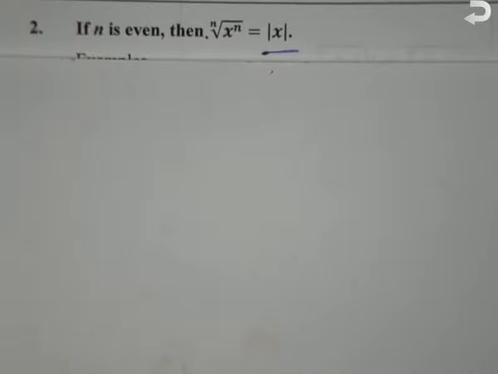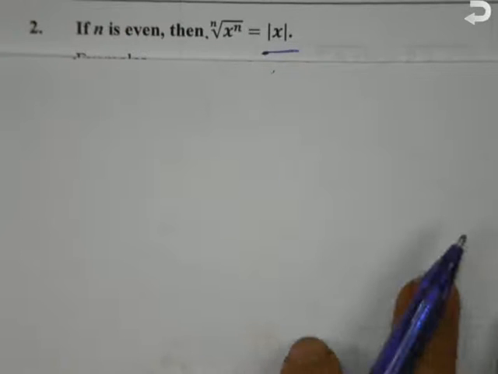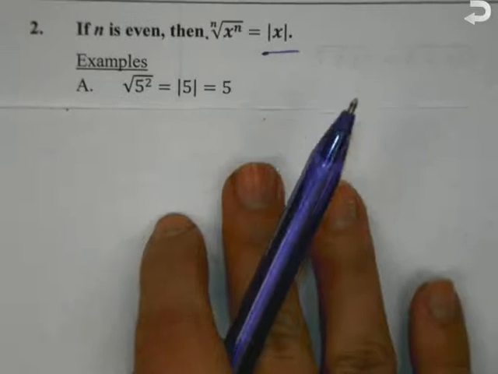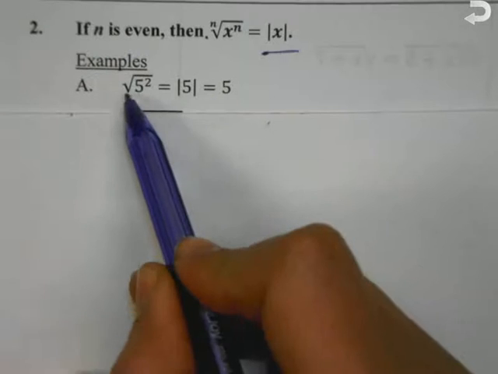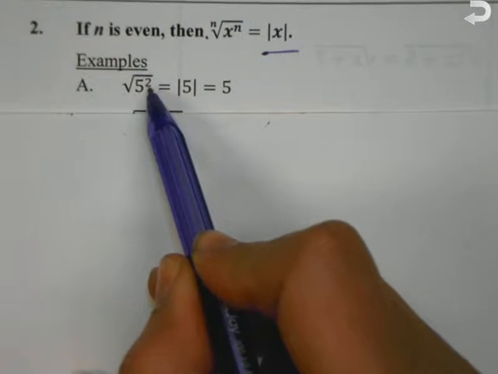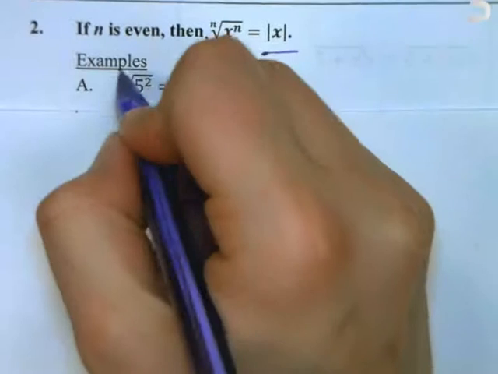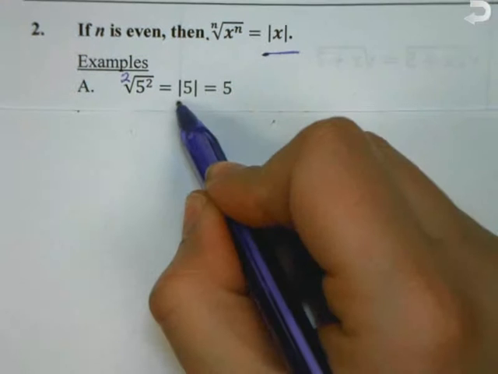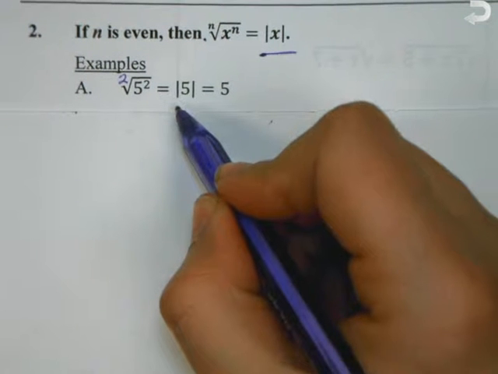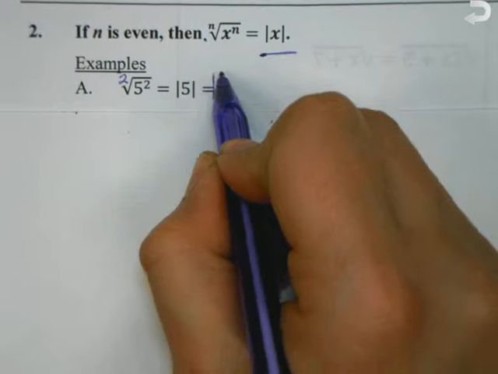So, first example. If I give you the square root of 5 to the second power, what's the index of a square root? 2. So my answer would come out to the absolute value of 5, and the absolute value of 5 is positive 5.